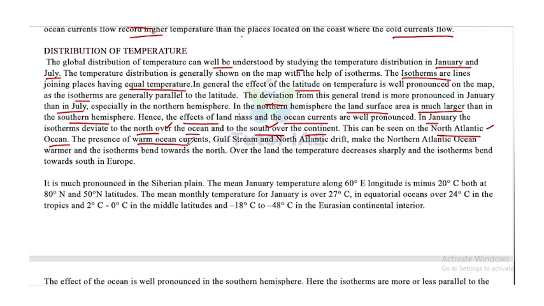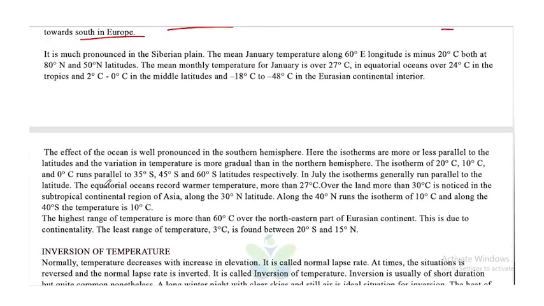The presence of warm ocean currents, the Gulf Stream and North Atlantic Drift, makes the North Atlantic Ocean warmer and the isotherms bend towards the north. Over the land, temperature decreases sharply and the isotherms bend towards the south in Europe. It is much more pronounced in the Siberian plain. The mean January temperature along 60 degrees east longitude is minus 20 degrees Celsius at both 80 degrees north and 50 degrees north latitude.